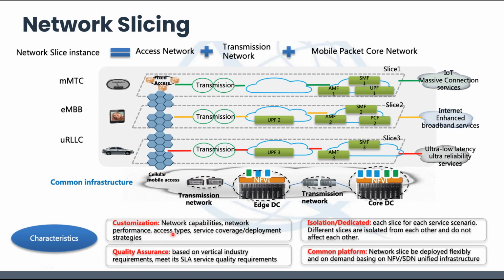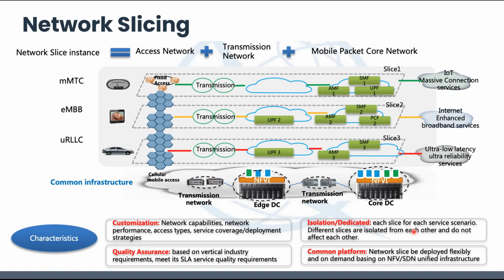So the customization we did covers network capability, network performance, access type, service coverage, and deployment strategies. We are basically customizing the network as per the user's requirement. Quality assurance based on the vertical industry requirement means different SLA requirements. The quality has to be ensured according to the customer requirements. For some customers, some applications, there are different quality assurance guidelines, different thresholds, different KPIs. But for some other application, there are different thresholds, different KPIs.